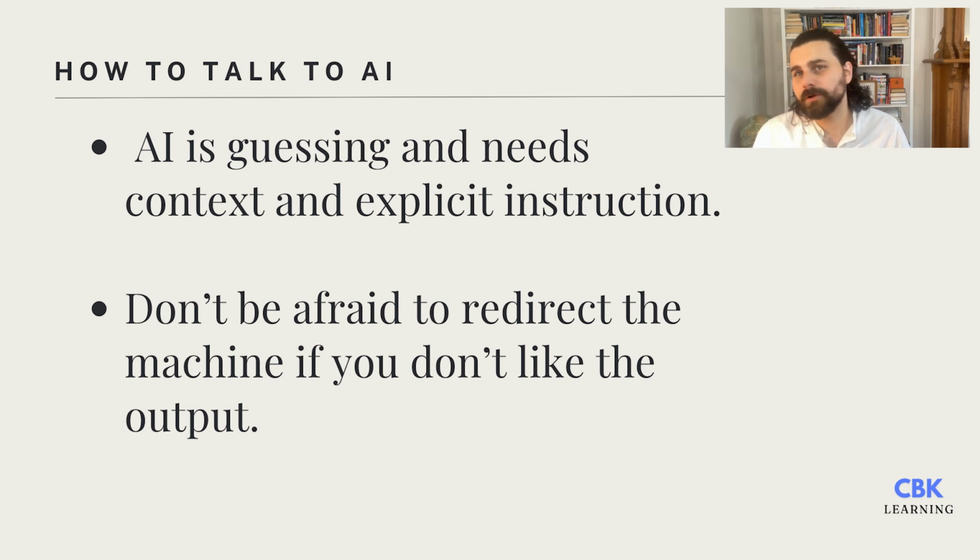So what does this mean for the way that we talk to these machines? Well, if we know that large language models are basically just trying to guess which word comes next in the sequence, then we know that when they fail, it's because they don't have the context necessary to make the right guess. So we need to make sure that large language models have the context necessary to do the tasks that we're asking them to do, and we need to make sure that we're not shy about redirecting the model and explaining when and why it's wrong.